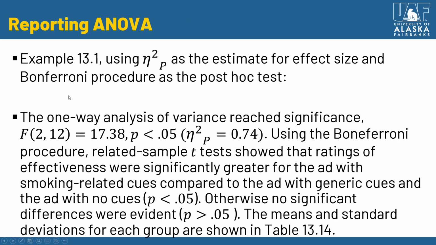And so to kind of wrap this up here, to interpret this, this is one example of how we could write this out. So we could say the one-way analysis of variance for each significance, F(2, 12), again, pay attention to which degrees of freedom we're reporting here, equals 17.38, p less than 0.05, partial eta squared equals 0.74. And then using the Bonferroni procedure, related samples t-tests showed that ratings of effectiveness were significantly greater for the ad with smoking-related cues compared to the ad with generic cues and the ad with no cues, right?